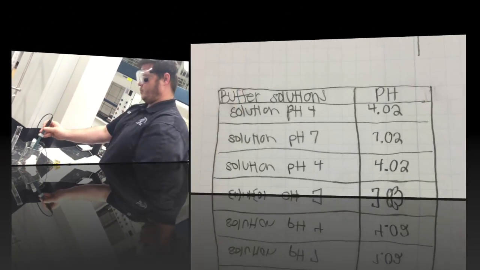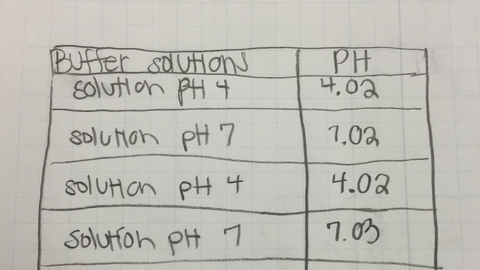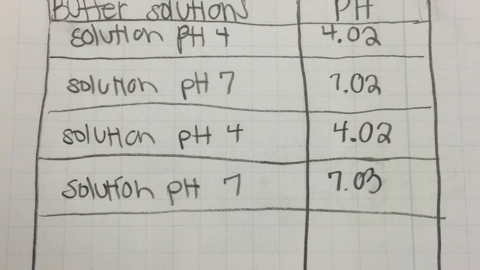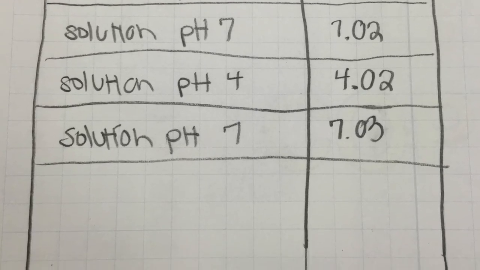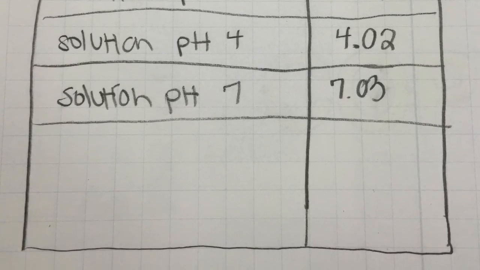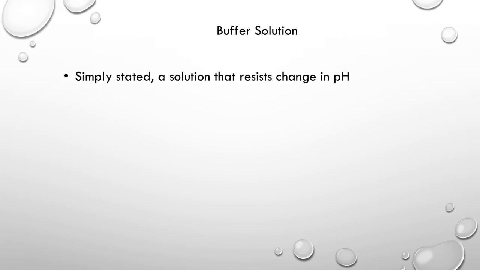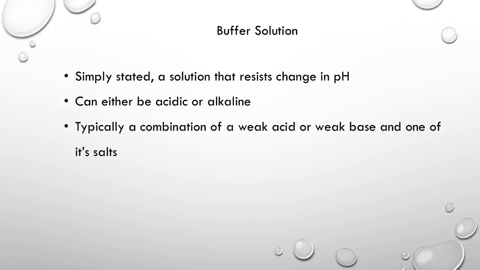After you measure the pH of your solutions, ensure that there is data that is recorded for each of the solutions. The solutions we measured today were buffer solutions. A buffer solution is simply a solution that resists change in pH. These can either be alkaline or acidic depending on the nature of the buffer system. Typically, it's a combination of a weak acid or weak base and one of its salts.